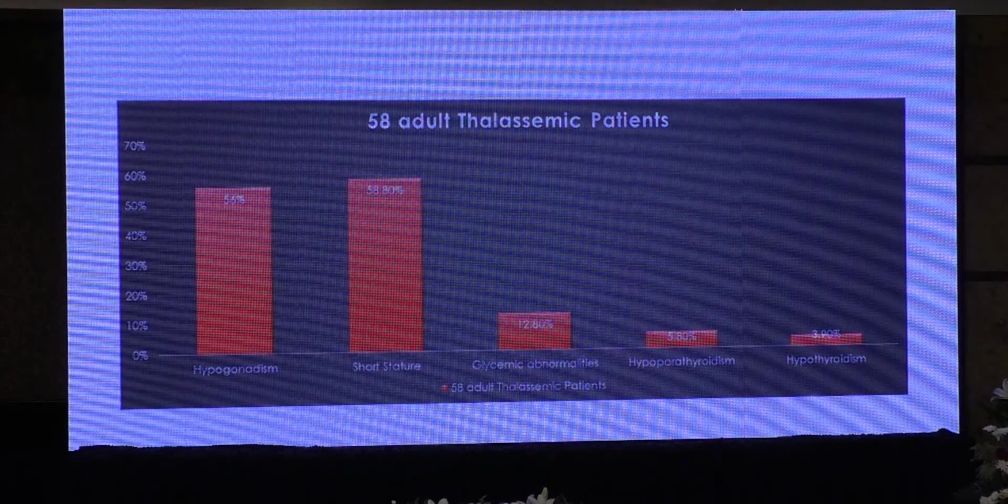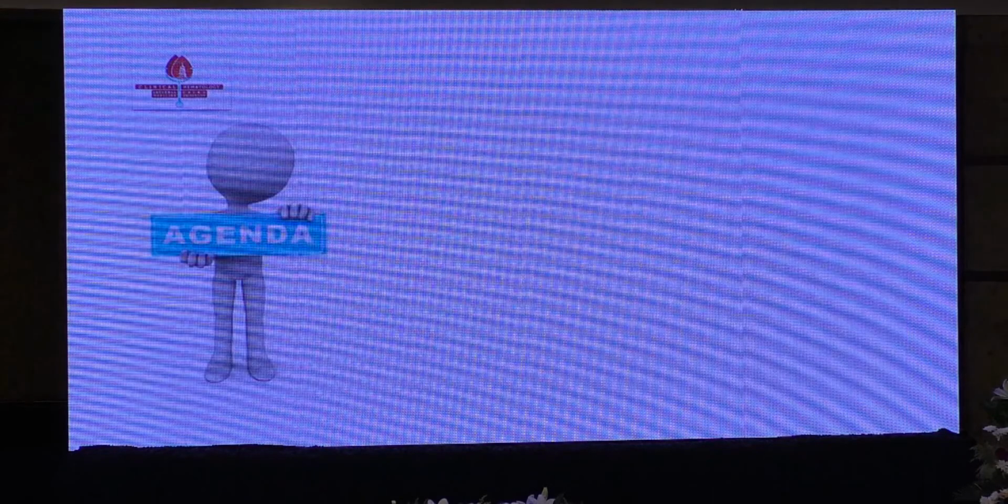We have screened 60 of our adult thalassemic patients for the occurrence of endocrine manifestation. We found that 56% of them have hypogonadism, 58.8% have short stature, 12.8% have glycemic abnormalities, 5.8% have hypoparathyroidism, and 3.9% have hypothyroidism.